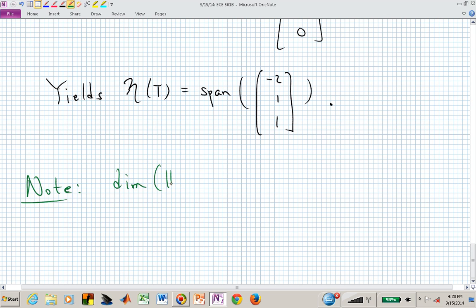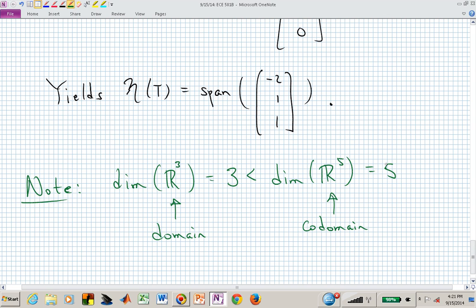So when I say note, this is sort of saying this may not be that common. The dimension of R3, which is actually our domain, how big is R3? Dimensionally, that's 3. And that's actually less than the dimension of R5, which is 5. And it's not typical that you have a non-trivial null space under those conditions, where you have more equations than you have unknowns.